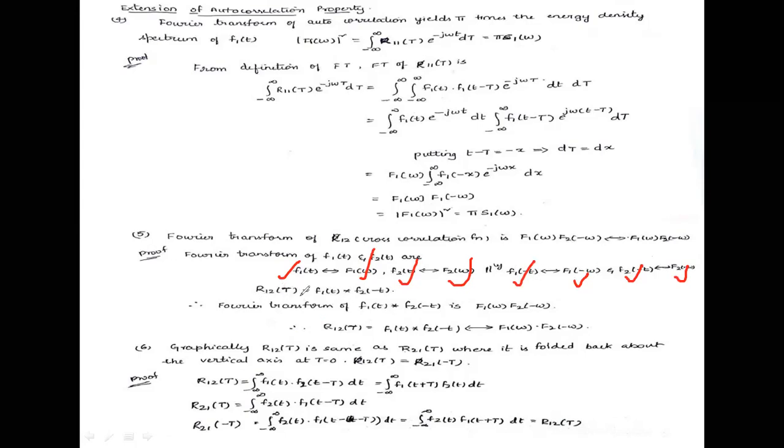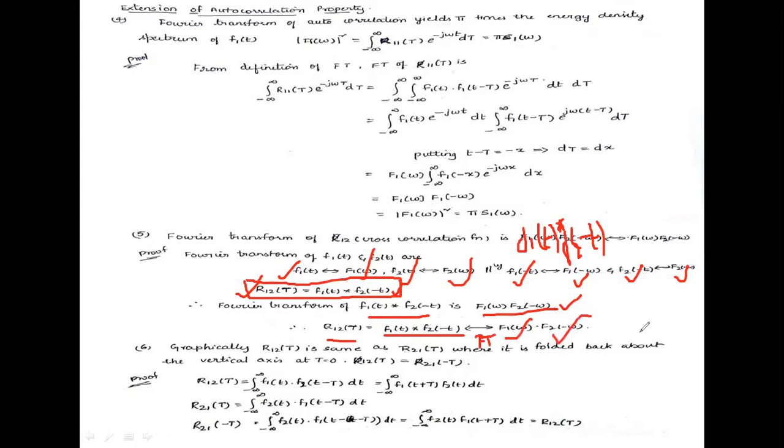According to the relation between convolution and correlation, R12 of tau is F1 of t and F2 of minus t, my students. It's a very important equation, the relation between correlation and convolution. So F1 of t and F2 of minus t, the convolution in frequency, is F1 of omega and F2 of minus omega. Therefore, R12 in terms of time domain functions is F1 of t convolved with F2 star of minus t. The Fourier transformation is F1 of omega and F2 of minus omega. Got it?